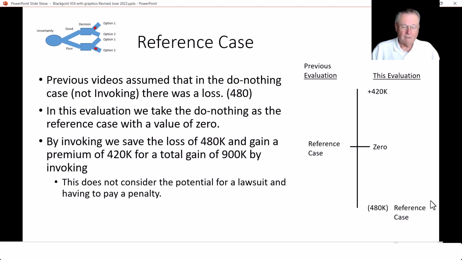And it's very important in defining the value of information to understand what is your reference case. And it really shouldn't be the worst case scenario. It should really be, what is the most likely thing you do without information? So by invoking, we save the loss of $480,000, and we also gain the $420,000 for a total gain of $900,000. But this doesn't consider the potential for a lawsuit and having to pay a penalty.